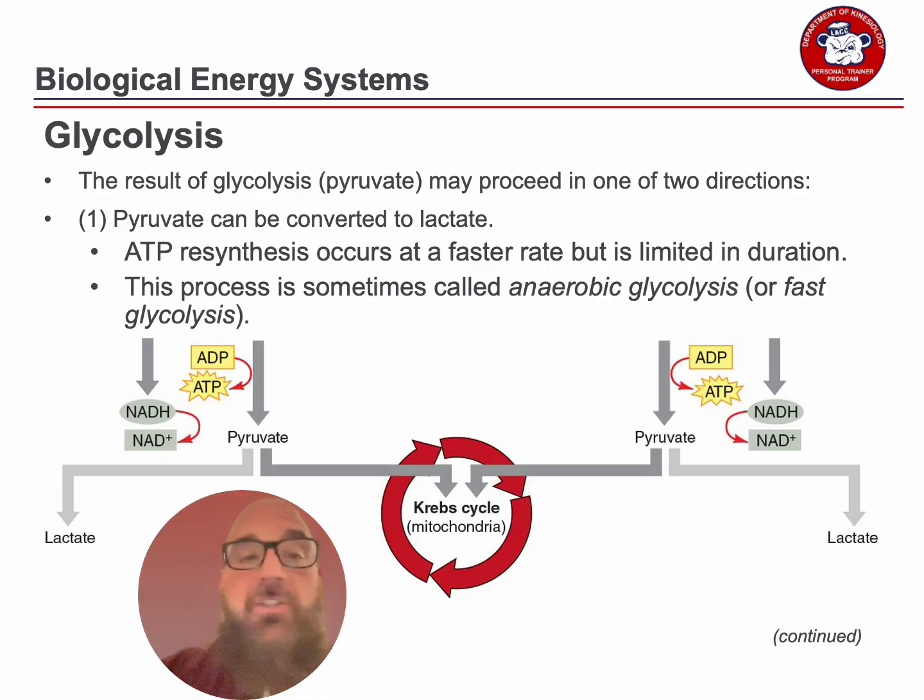So let's look at this. The result of glycolysis, at the very bottom of that chemical reaction, is pyruvate. Pyruvate can move two ways. It can either be converted into lactate. We'll talk about that in a minute. Hold on. Don't start talking about lactic acid because you're probably going to get it wrong. So ATP resynthesis occurs at a faster rate, but is limited in duration. So you get a little bit more speed with pyruvate. The process is sometimes called anaerobic glycolysis or fast glycolysis. Anaerobic means without oxygen. And that's going on the lactate side.